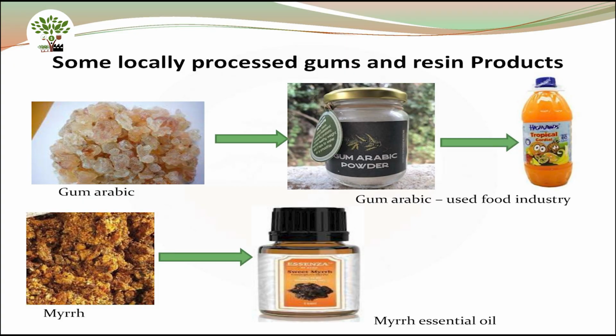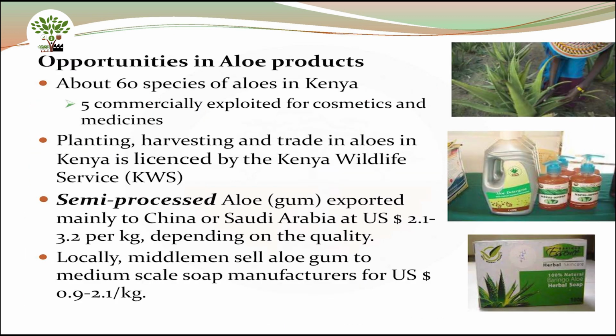And these are some of the processes. The top one, you have gum arabic. And once you process it, because it's a stabilizer, it's used either in the food industry or the pharmaceutical industry. So it's used in the food industry, especially even in juices. Locally, you'll find it. Myrrh, the myrrh essence oil, is very expensive actually. It's one of the most expensive of all the gum resins.